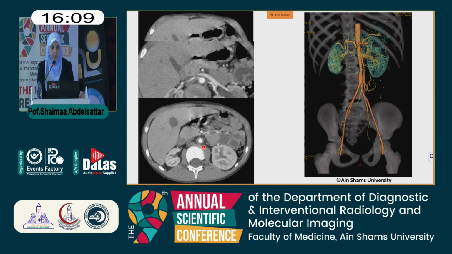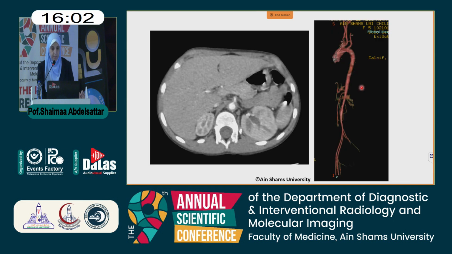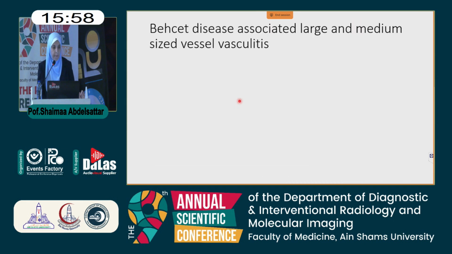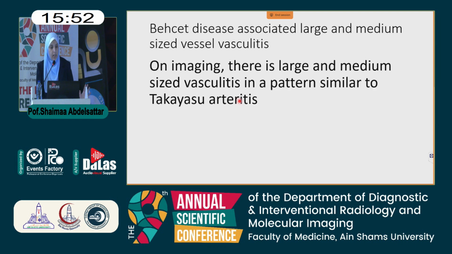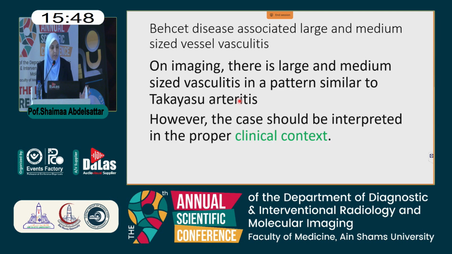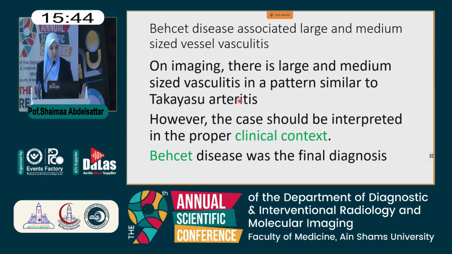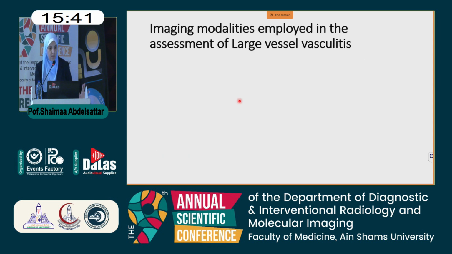There is circumferential thickening of the aorta with narrowing of the lumen, and this is the 3D reformat. We can see irregularity and narrowing of the lumen of the abdominal aorta. The celiac vessel here was also involved. This is a case of Behçet disease associated with large and medium-sized vasculitis. On imaging, there is large and medium-sized vasculitis in a pattern similar to Takayasu arteritis. However, the case should be interpreted in the proper clinical context, and so Behçet disease was the final diagnosis.